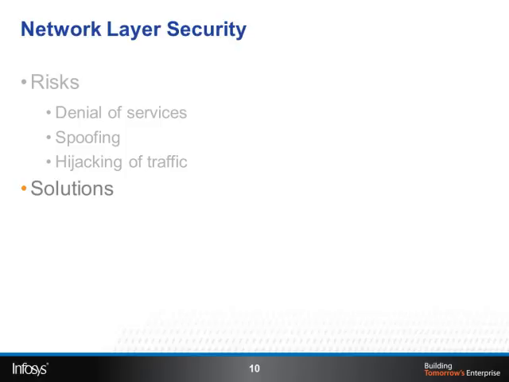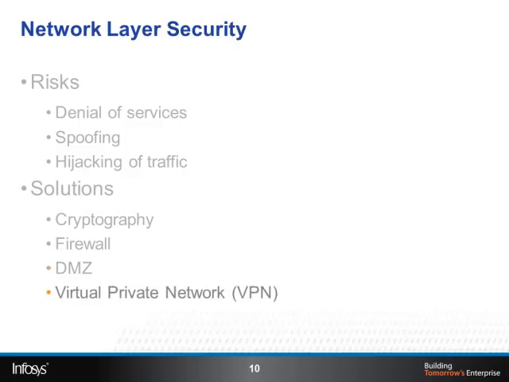Solutions that are used to protect networks. Cryptography involves encryption and decryption of content being communicated over the network. Firewall is used to prevent unauthorized internet users from accessing private networks connected to the internet. Demilitarized zone, DMZ: the DMZ configuration is used to prevent unauthorized access to local area networks within the organization. Virtual private network, VPN: using VPN, it is possible to have secure and private communication over the public internet.